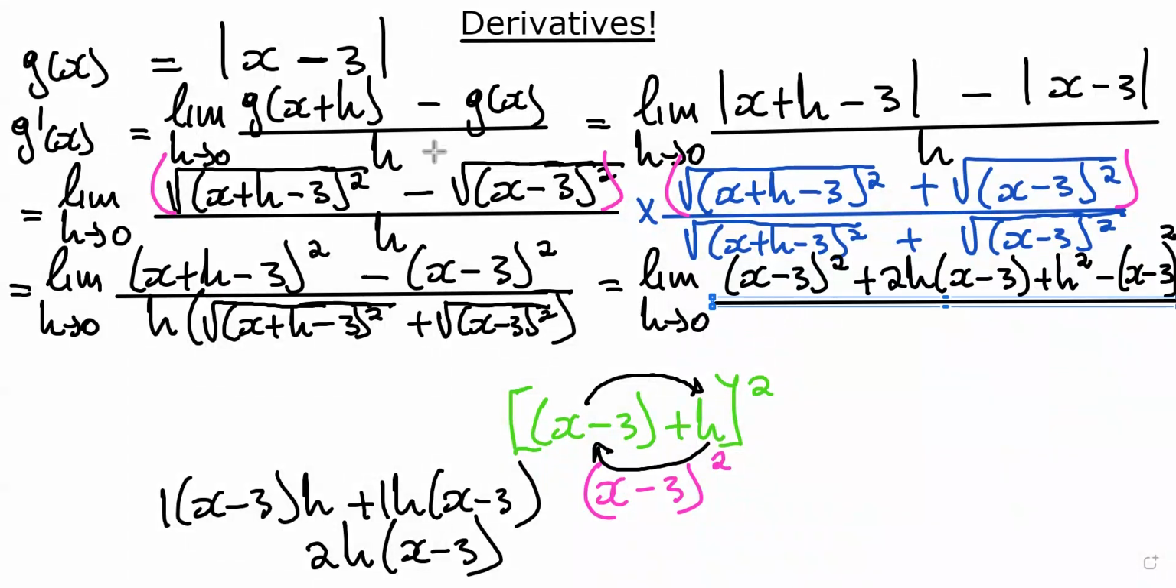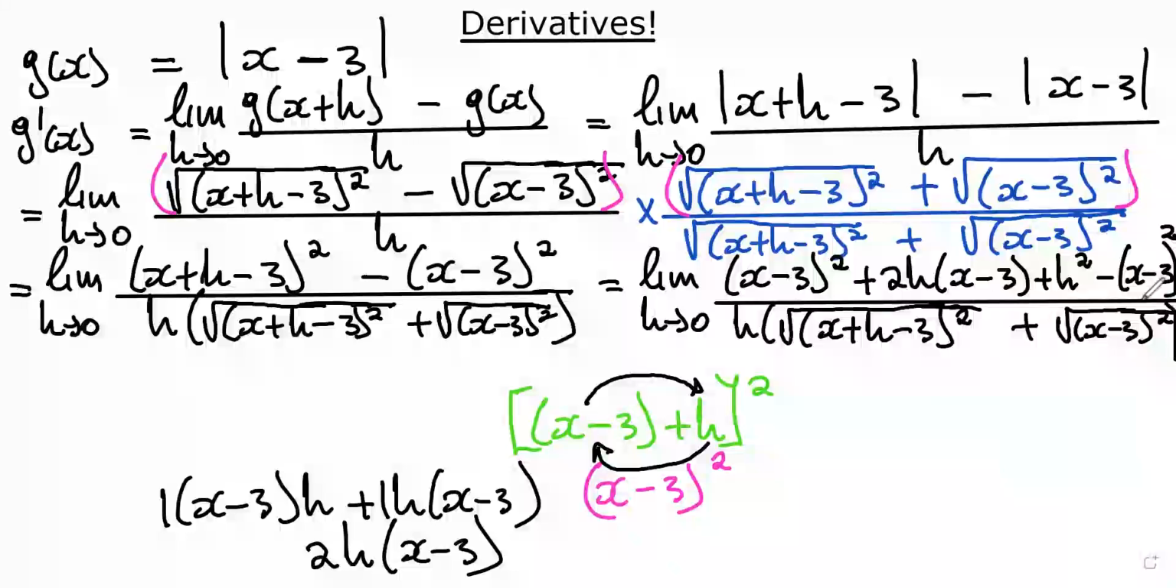Then we say this denominator is just going to be h into square root x plus h minus 3, and then you say this is squared, and then you say plus, you have the square root of x minus 3 squared. And then you close the bracket there. Okay.